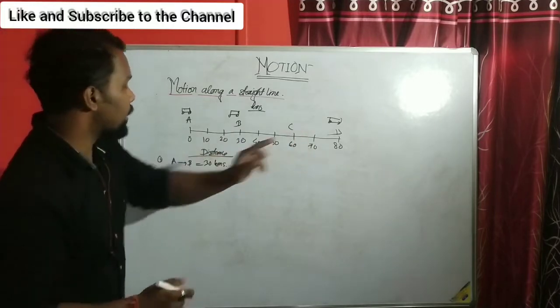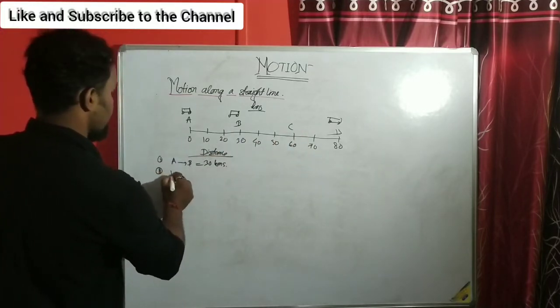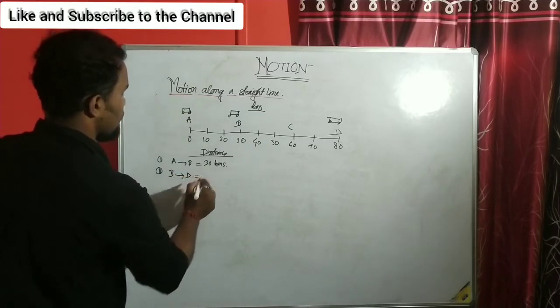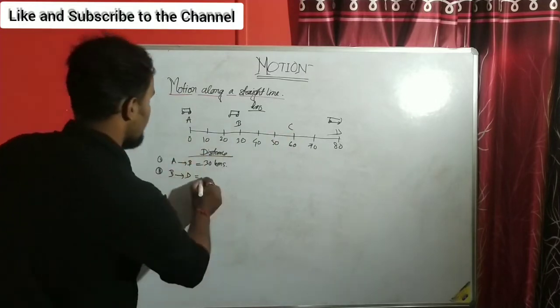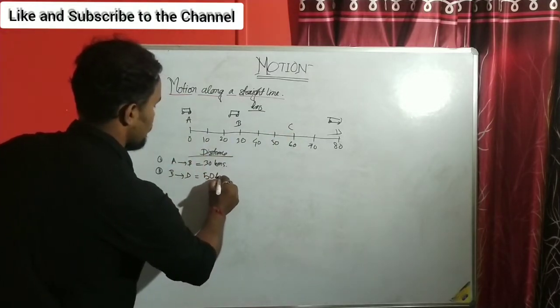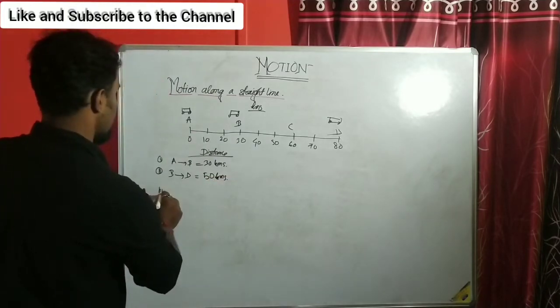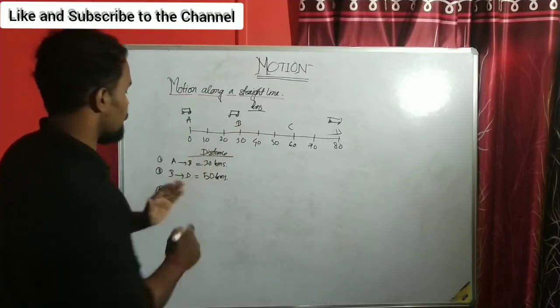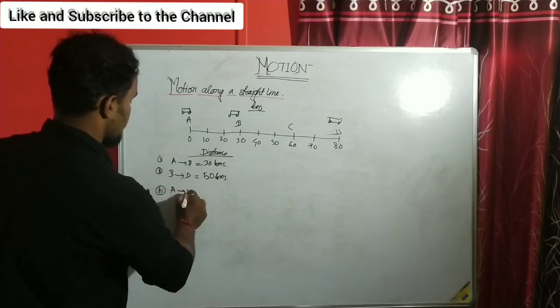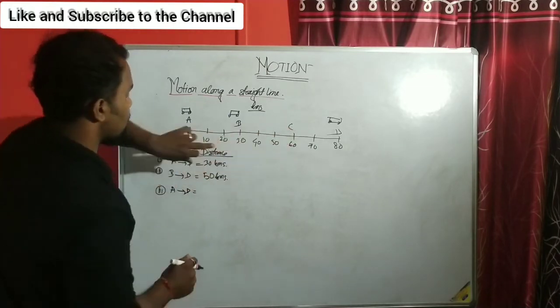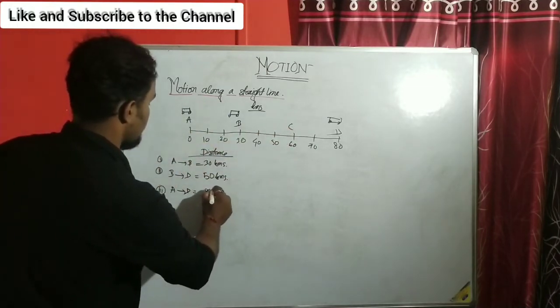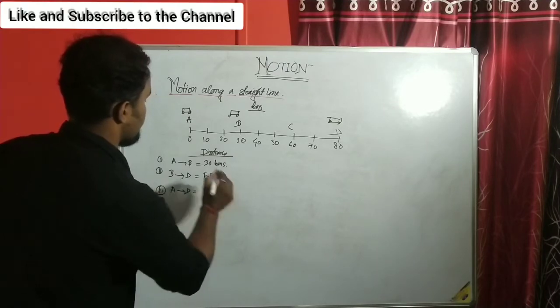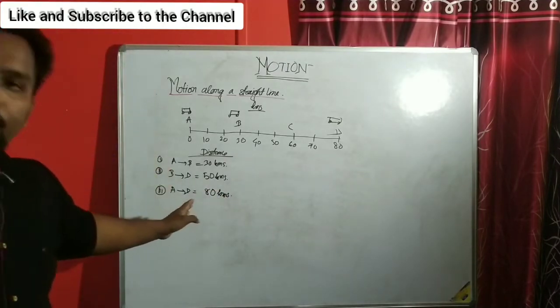Now from B to D, the distance is how much? 30 to 80, that means 50 kilometers. Okay. Now as a whole, from A to D position, the distance is how much? 50 plus 30 equal to 80 kilometers. Okay, understood this one?